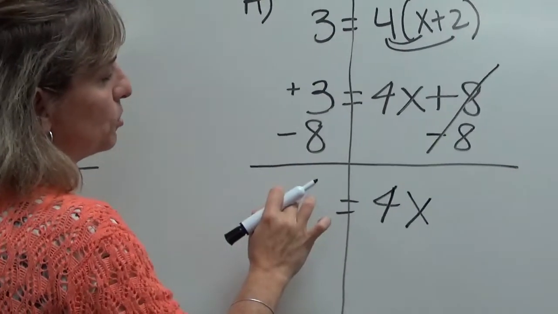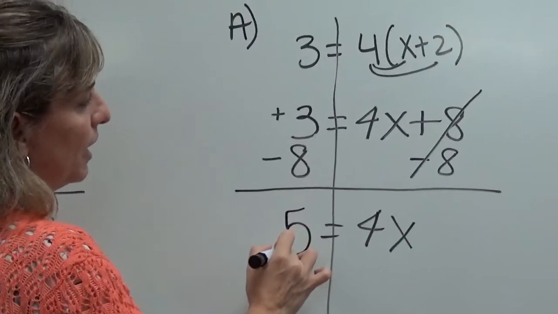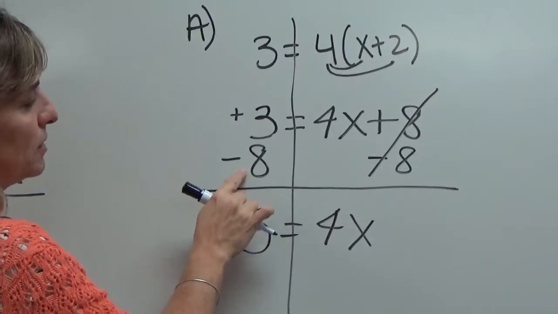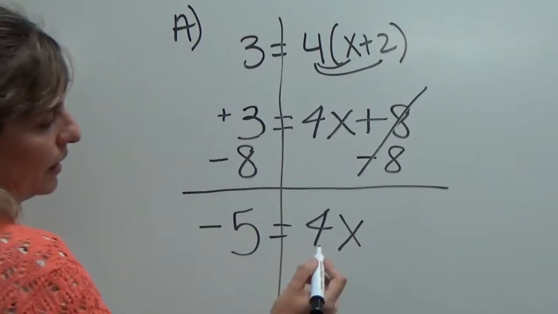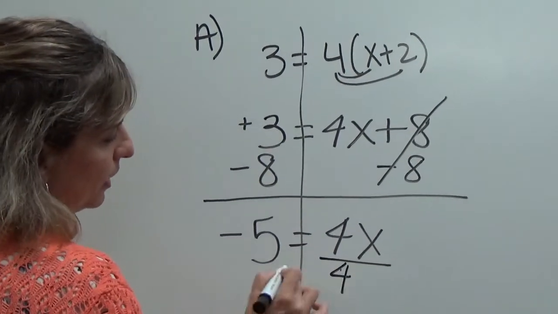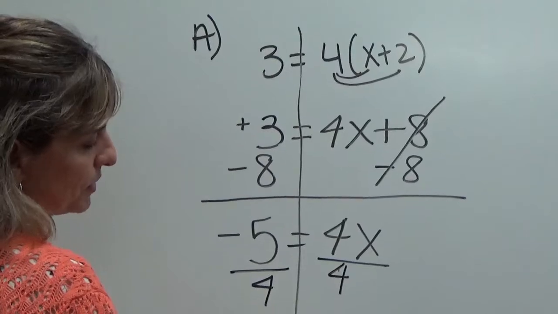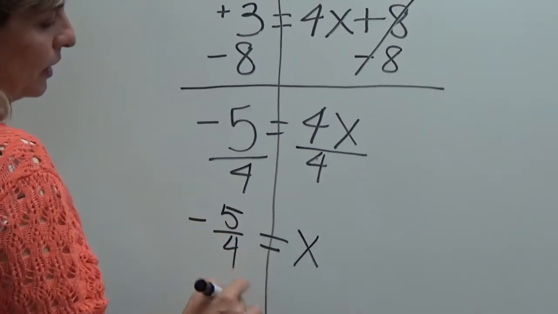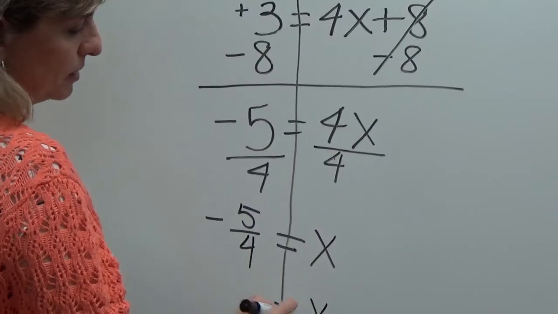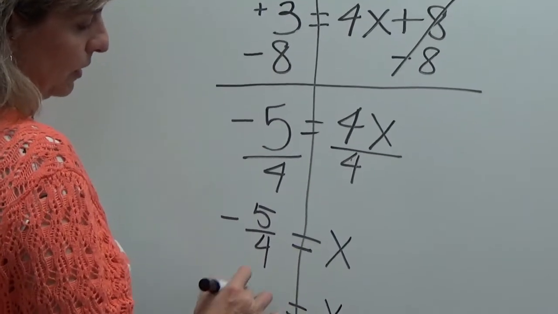I'm going to subtract the numbers, and I get 5. And it's negative because 8 is bigger than 3, so I take the sign of the bigger number. Now I'm going to go ahead and divide each side by 4. So x equals negative 5 over 4. And you would have to put that into a mixed number. It equals negative 1 and 1/4.